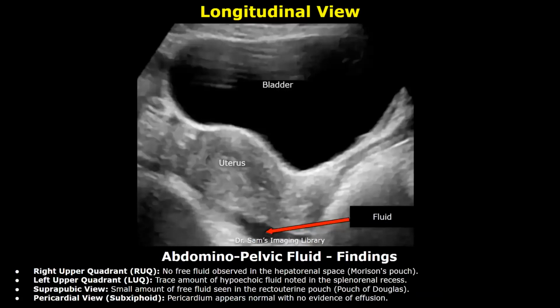These are the findings. Right upper quadrant: no free fluid observed in the hepatorenal space, that is Morrison's pouch. Left upper quadrant: trace amount of hypoechoic fluid noted in the splenorenal recess. Suprapubic view: small amount of free fluid seen in the rectouterine pouch, that is pouch of Douglas. Pericardial view: the subxiphoid view. Pericardium appears normal with no evidence of effusion.